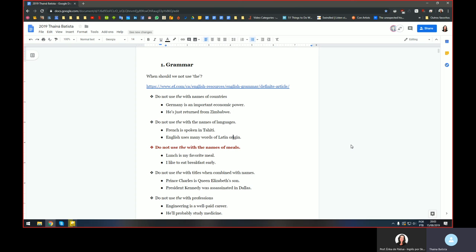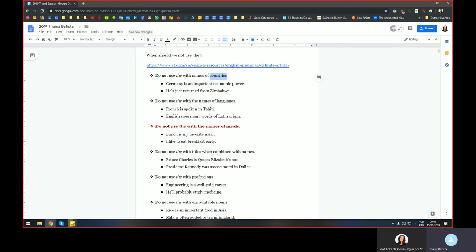The first is we do not use the with names of countries. For example, Germany is an important economic power. He's just returned from Zimbabwe. So in that case, we do not use the. The second, do not use the with the names of languages. French is spoken in Tahiti. English uses many words of Latin origin. Excellent. This is a hard word too.